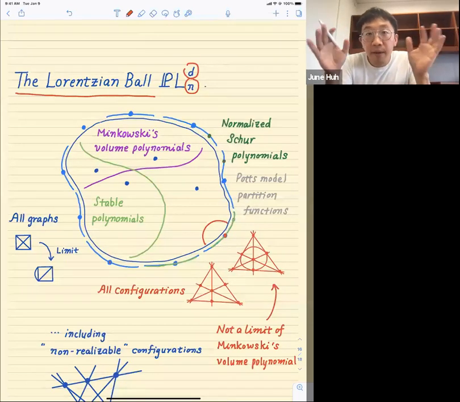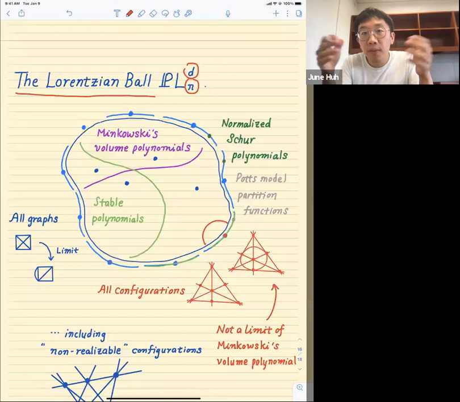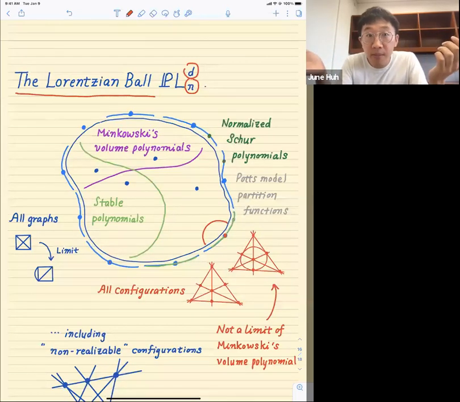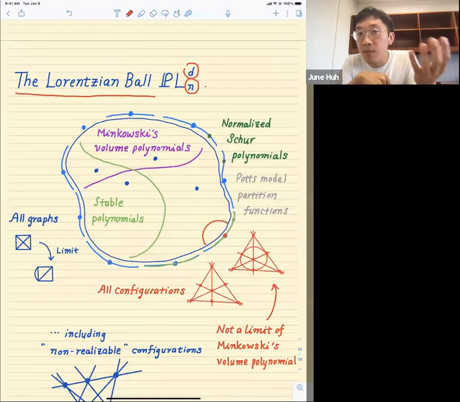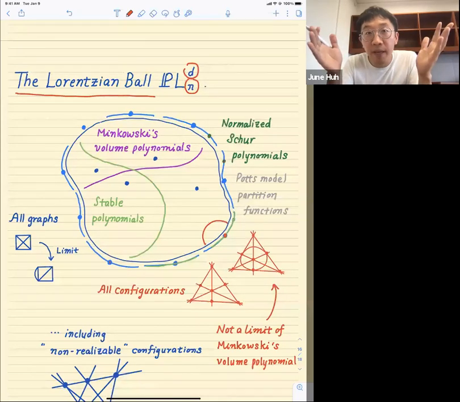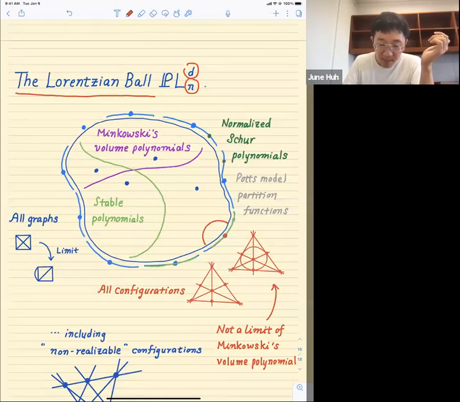And its interior is an open ball. If you take the closure, you get a closed ball. But this is a very interesting ball, like a soccer ball, which has a smooth interior, but a very interesting discrete structure on the boundary. On the boundary, you see some pieces that you may call strata.